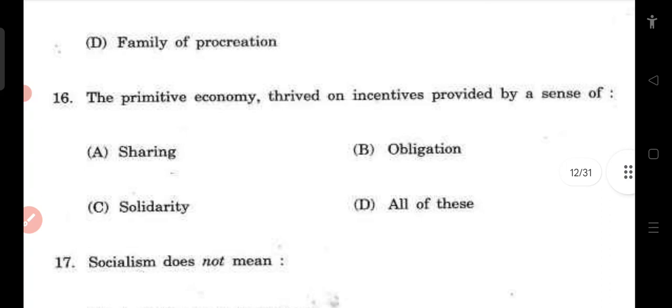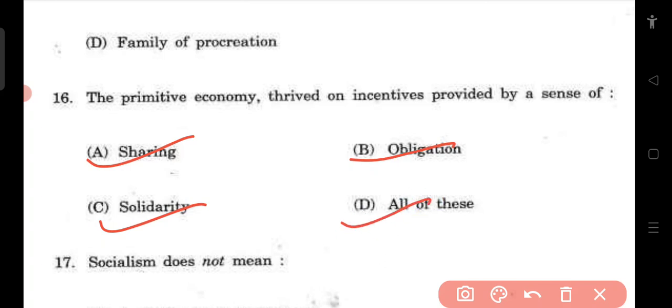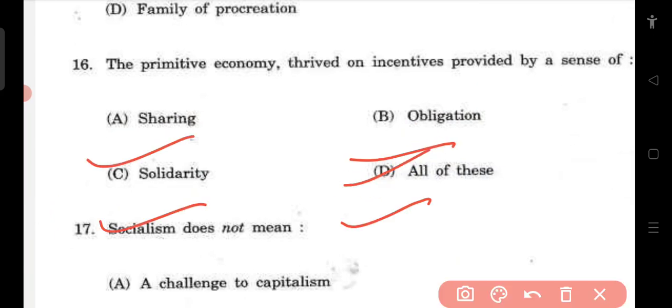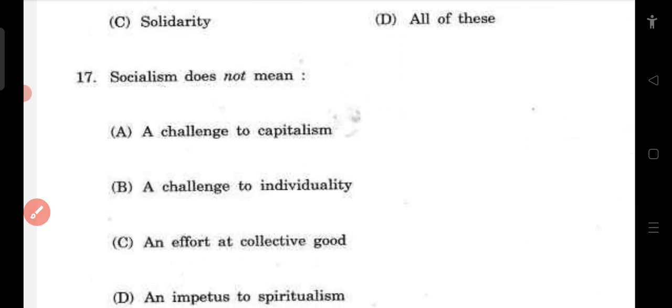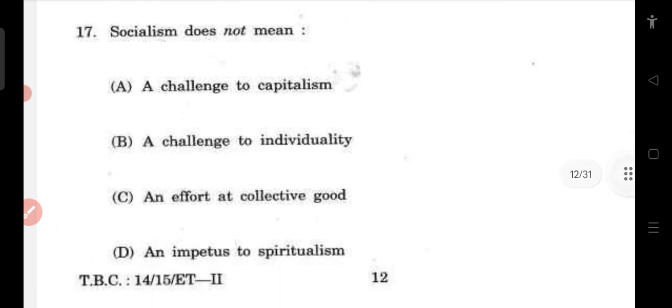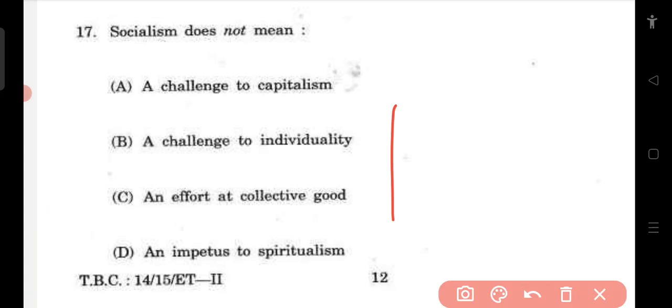Question number 16 is asking, the primitive economy thrived on incentives provided by a sense of sharing, obligation, solidarity. Option D, all of these. So the right answer would be all of these. 17. Socialism does not mean a challenge to capitalism, a challenge to individuality, an effort to collective good, and impetus to spiritualism. So here the correct answer should be an impetus to spiritualism.